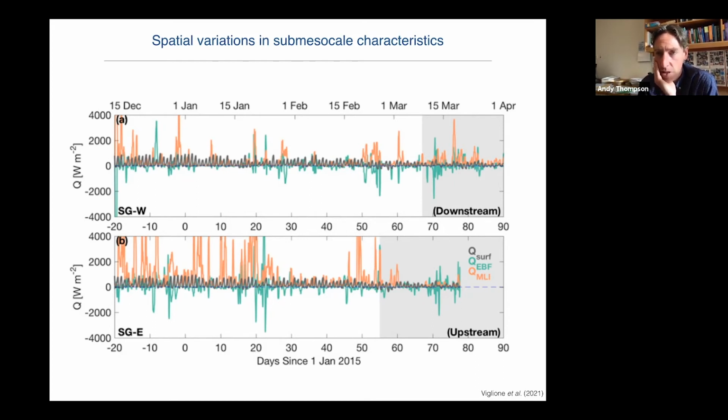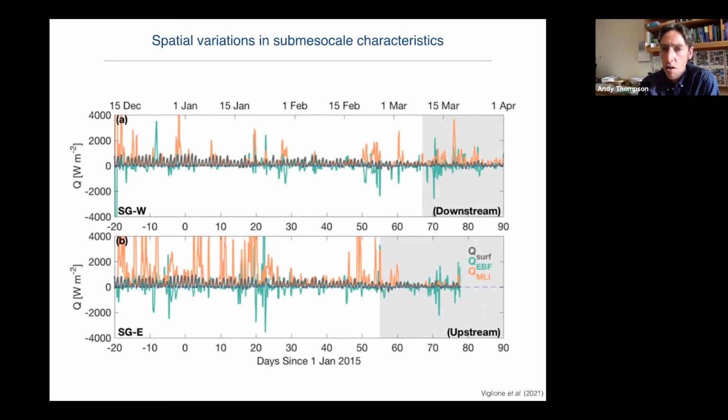So it should be that the bottom one is east of the Shackleton fracture zone, where you have much stronger kinetic energy. So even though these regions are very close to each other, they essentially feel the same surface forcing in terms of the wind stress and the buoyancy flux. You see very, very different submesoscale characteristics.